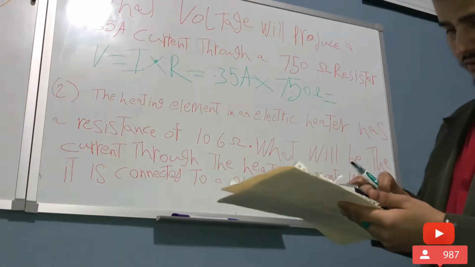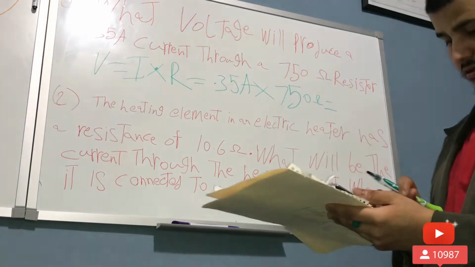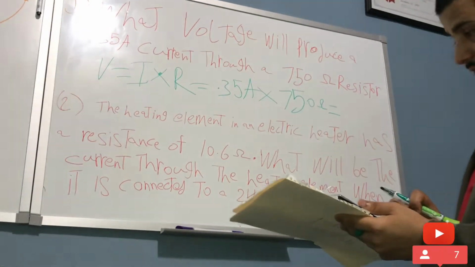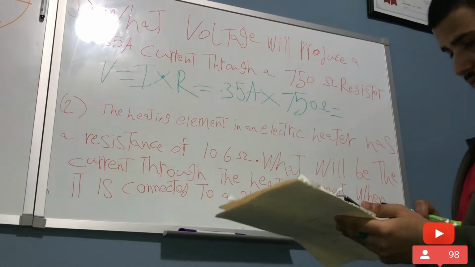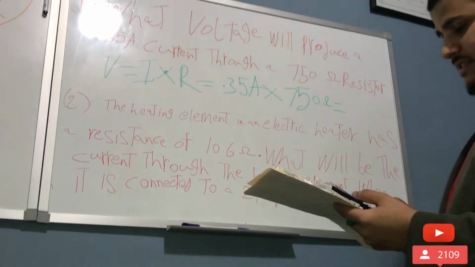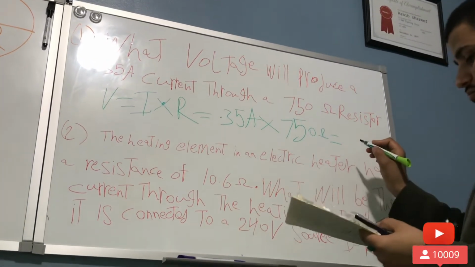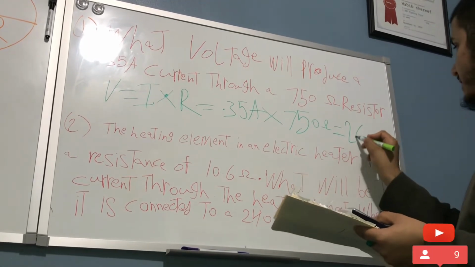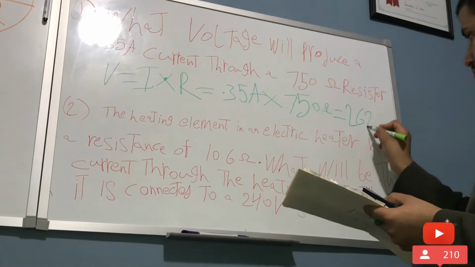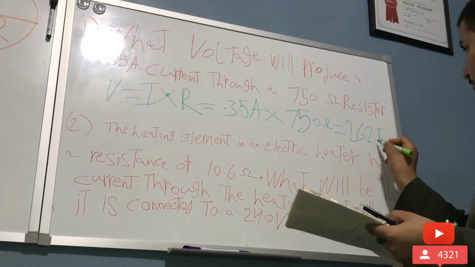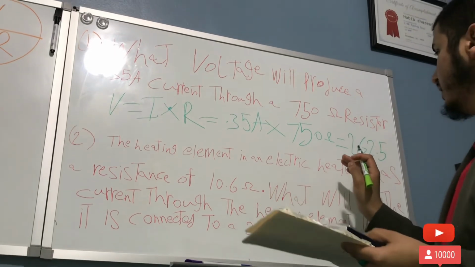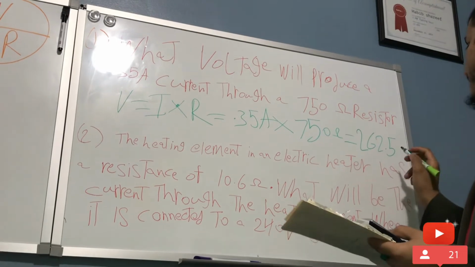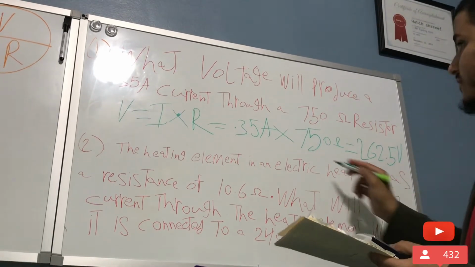Let me put it in here. Hold on one second. 0.35 times 750 ohms. I got 262.5. 262.5 volts. That's the answer for this one.